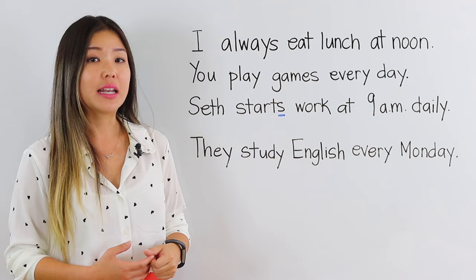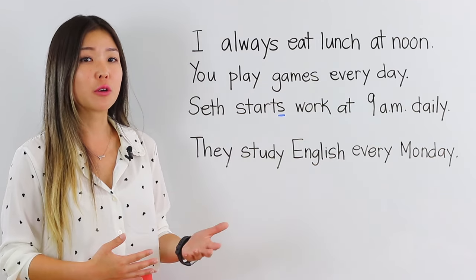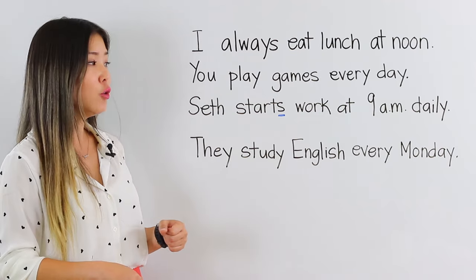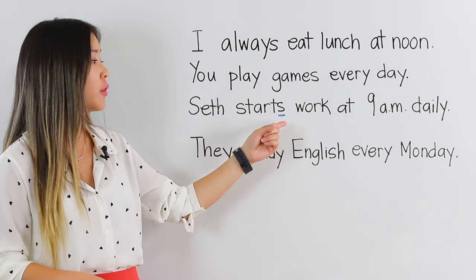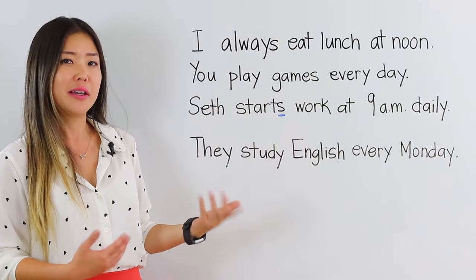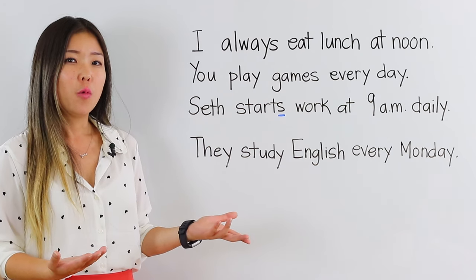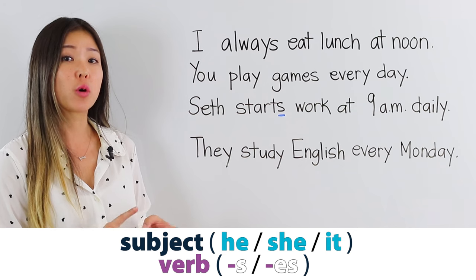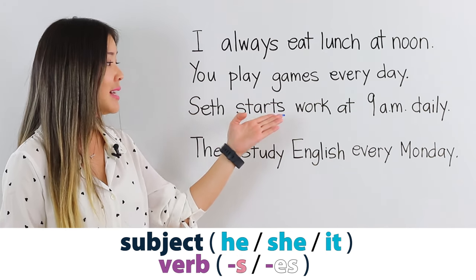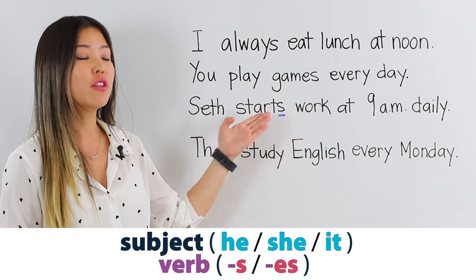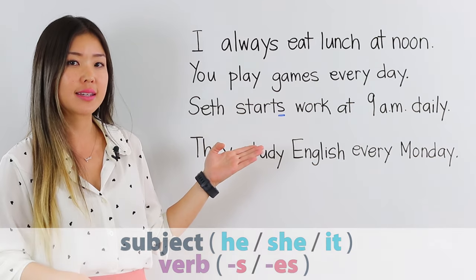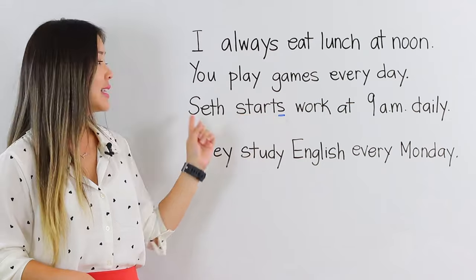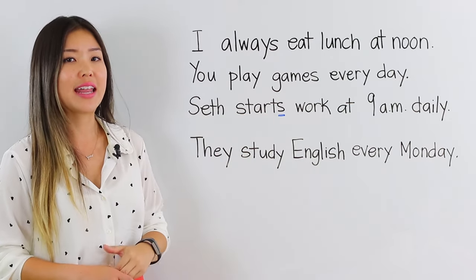The next example says Seth starts work at 9 a.m. daily. Again, this is something that happens regularly. Seth goes to work at 9 a.m. every day. Now you'll notice I put a blue line under the S in starts. Can you figure out why? Well, remember that when the subject of a sentence is he, she, or it, we need to add an S or ES to the end of the verb in the present simple tense. Seth is a he, so we need to add an S. Seth starts work at 9 a.m. daily.